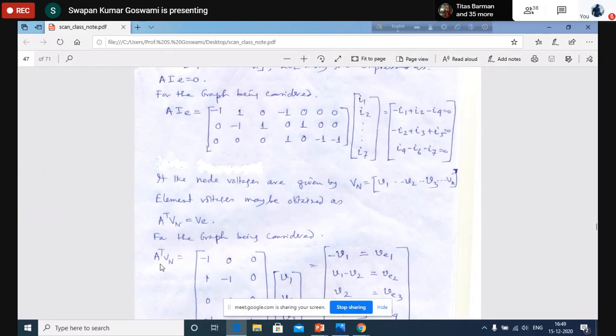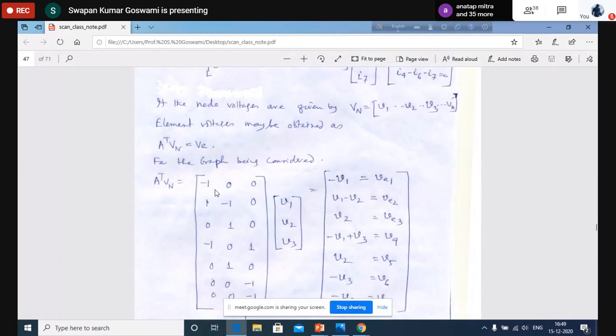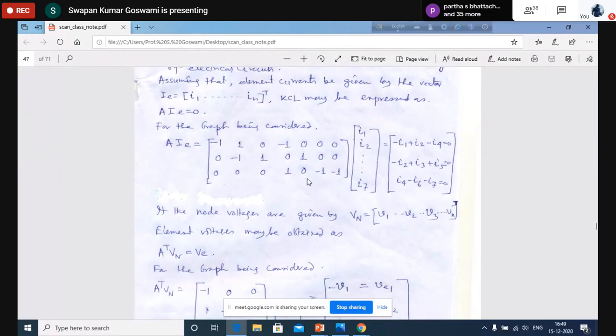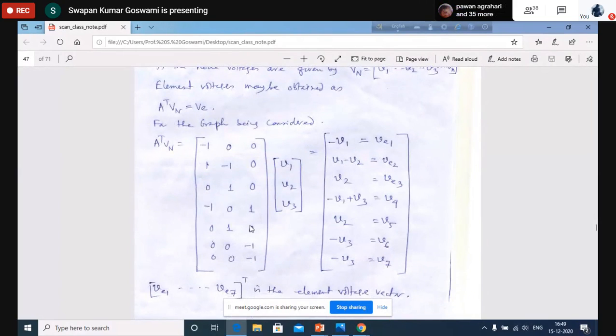Okay, so A transpose Vn. A transpose is, so this is a matrix. So this will be the first column, second column. This will be the third column. But here there is a correction 1 minus 1. That correction we shall have to remember. There is a correction minus 1 here. Okay.